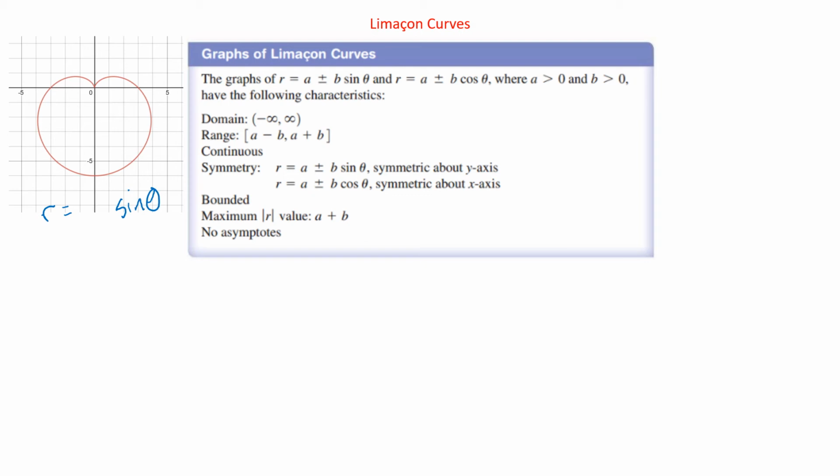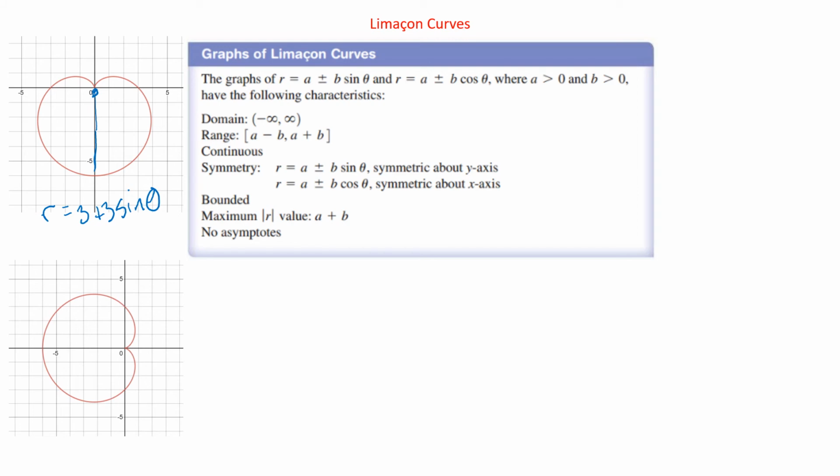And the maximum radius is a plus b. The maximum radius here is 6. The minimum radius is 0 because we hit the origin. And so the a and the b are actually the same. And being that it's 6, they're both 3. 3 plus 3 sine theta.